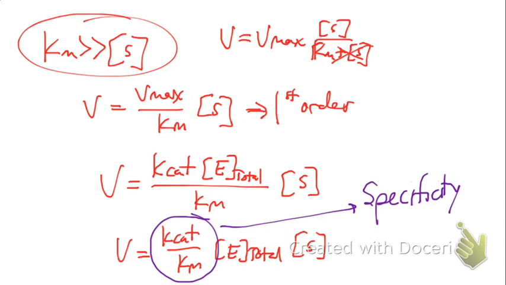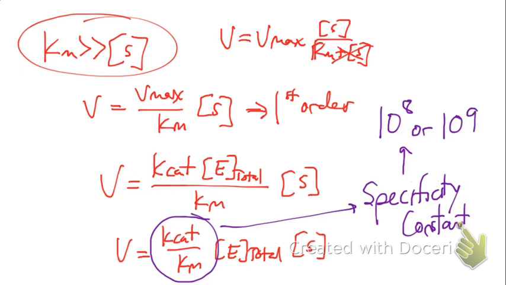The specificity constant is a way for us to compare different enzymes. It's a way for us to tell how well an enzyme works, and we can compare multiple different enzymes together. And so if a specificity constant is around 10 to the 8th or 10 to the 9th, we call that enzyme catalytically perfect. What we mean by that is that the diffusion rate is about 10 to the 8th or 10 to the 9th inverse seconds. And so as soon as this enzyme sees its substrate, it acts and turns it into product.